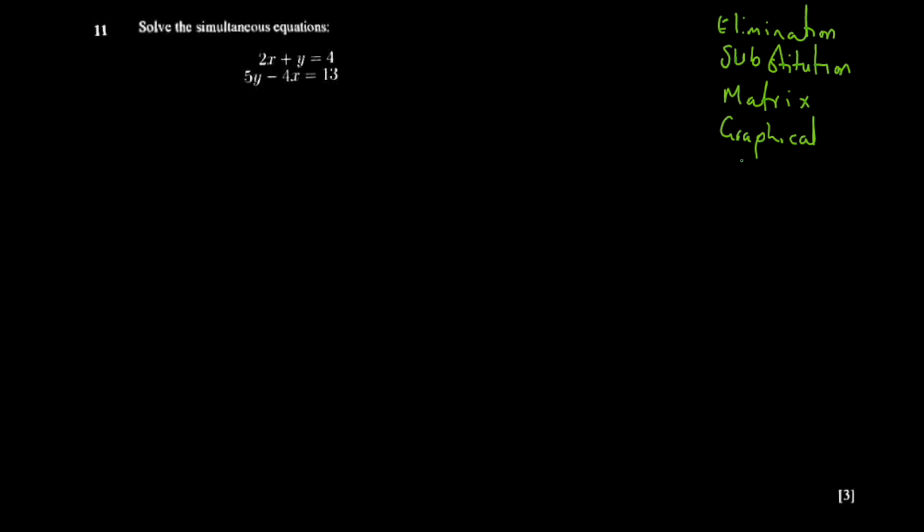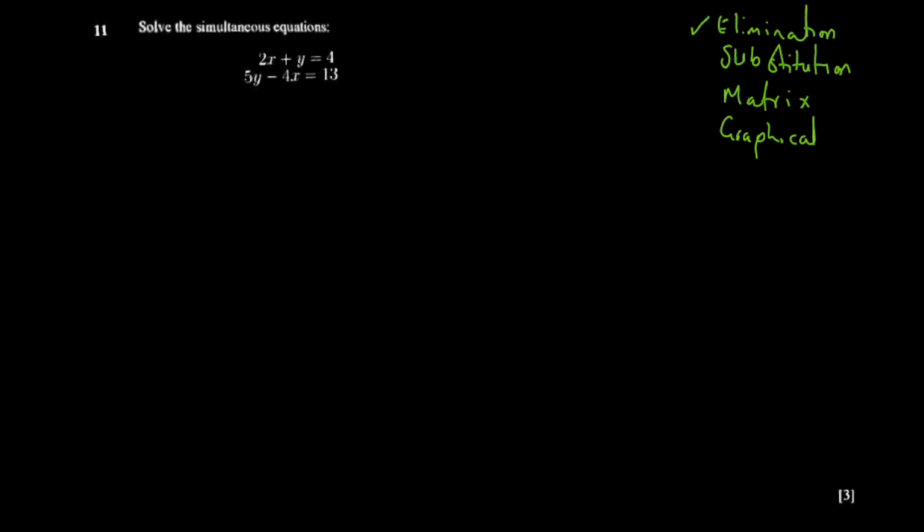So what I'm going to do here is use the method of elimination. Normally when they give you simultaneous equations, they don't tell you to use a particular method. Almost always the easiest method, or the method that computes the answer the fastest, is the elimination method. So this is how you do it.